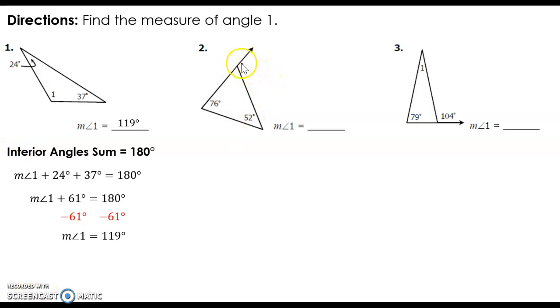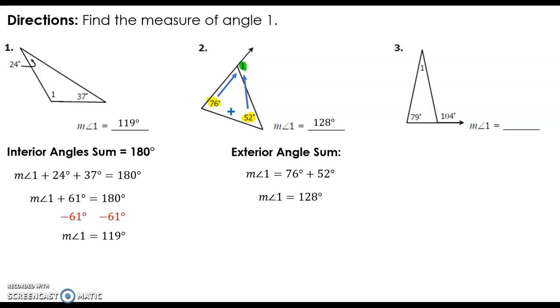Alright, so number 2, if I'm looking for angle 1, I can see that angle 1 is not an interior angle this time, it's an exterior angle. And 76 degrees and 52 degrees are the two non-adjacent angles. So here I can use the exterior angle theorem: those two non-adjacent angles, 76 plus 52, will give me the measure of angle 1. So I can set up my equation to be measure of angle 1 equals 76 degrees plus 52 degrees, which simplifies to measure of angle 1 equals 128 degrees.